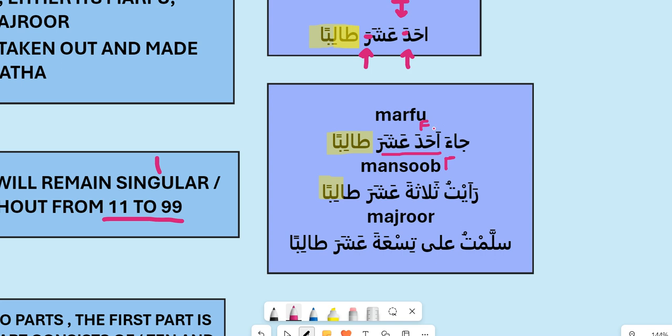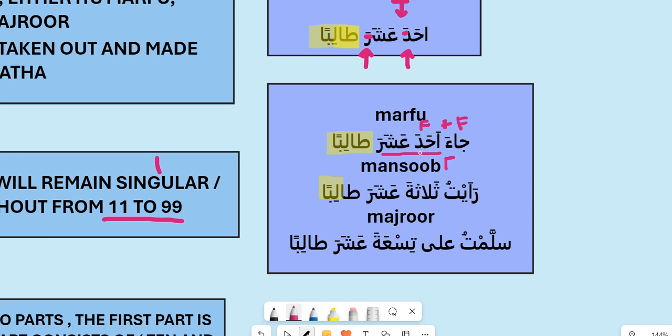Ja'a ahada ashara taliban. You need not take the taliban as maful bihi, because this is already a tamiz, a counted noun. So you have to just pay attention to the position the number is coming in. The number is coming after the fi'l, so it's in the position of the fail, the doer.